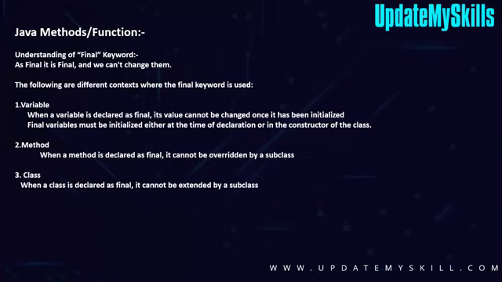Real-world examples of final: this is the final offer. This is the final deadline for any task. Once you pass the deadline, it will not be changed. Same thing applies here. Whenever you define a variable with the final keyword, it means that the value cannot be changed.